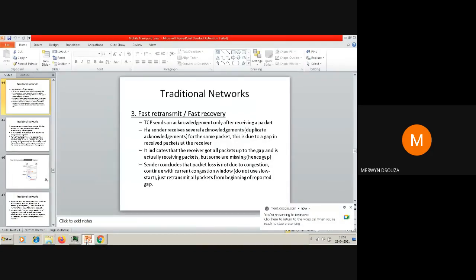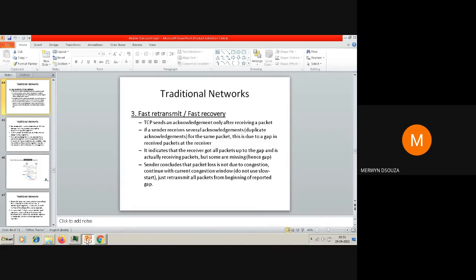Good morning, students. We have already looked at two methods for improving the performance of TCP in traditional networks. The first method was slow start, and the second method was congestion avoidance. Today, we will look at the third method. The third method actually comprises two methods, fast retransmit and fast recovery.